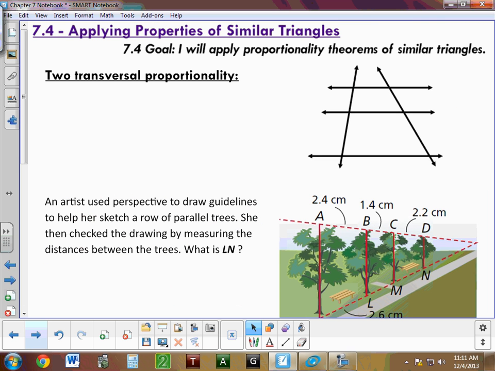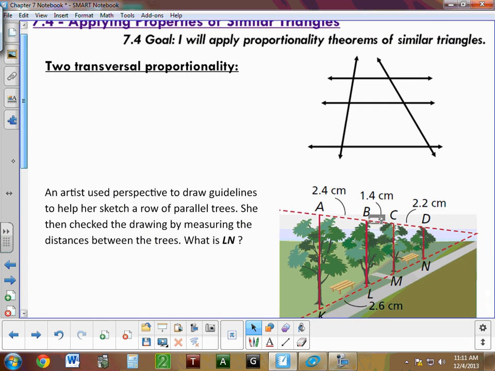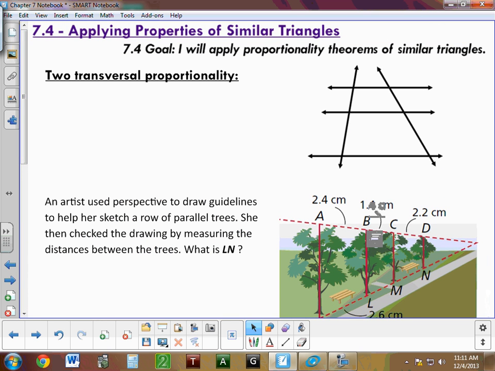Moving on, there's something called the two-transversal property. So I'll show you what the property is, how you can apply it. And there's actually a second example way down here. And if you want to do it and check your answer, you can. I'm only going to do the first one because I feel like that should be enough. But if you need to do another one, then go for it.